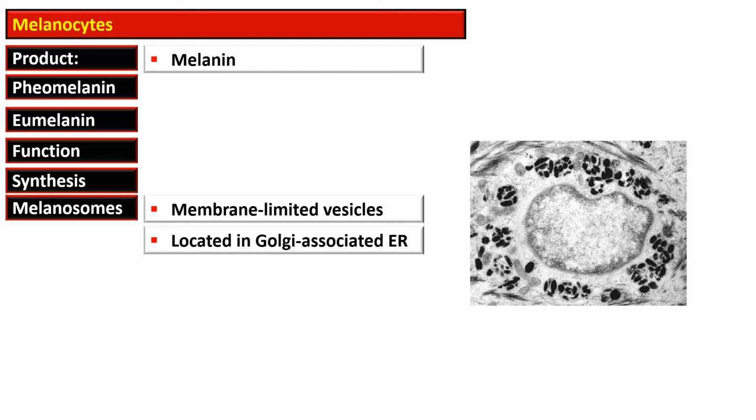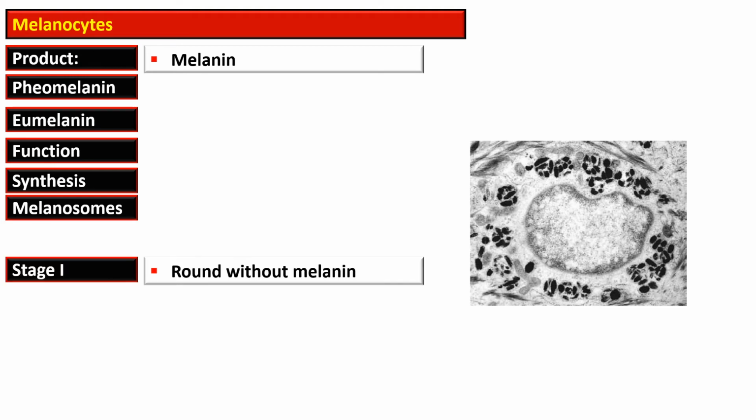The melanosomes are membrane-limited vesicles, and they are located in close association with the Golgi-associated endoplasmic reticulum. The maturation of these melanosomes undergoes 4 stages. In stage 1, these melanosomes are round without any melanin, and these are also seen in balloon cell melanoma as a pathologic process.